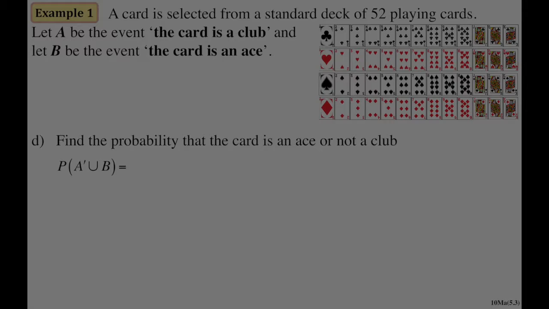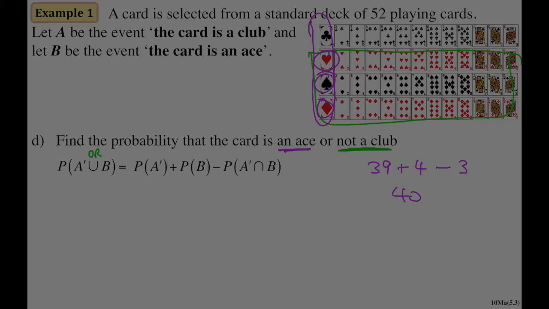Let's find the probability that the card is an ace or not a club. That's what this means, that it is not in Group A, so it's not a club, or it's in Group B, which is an ace. So it's not a club, or it's an ace. How many cards are there that are not clubs, or they are aces? Well, there are 39 cards that are not clubs. There are 4 cards that are aces. 39 plus 4, but I've used 3 of those cards twice. 39 and 4 make 43. 43 take 3 is 40.